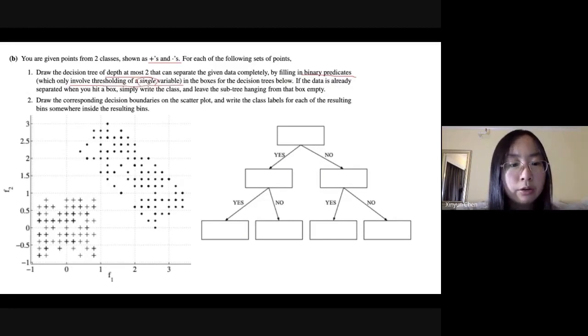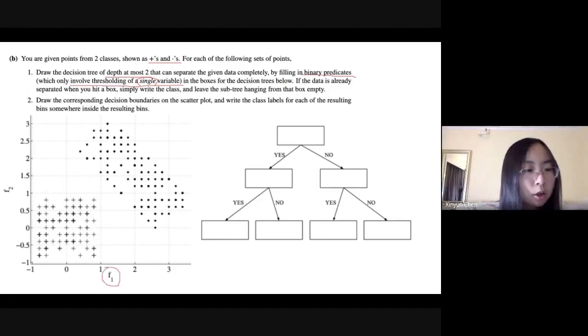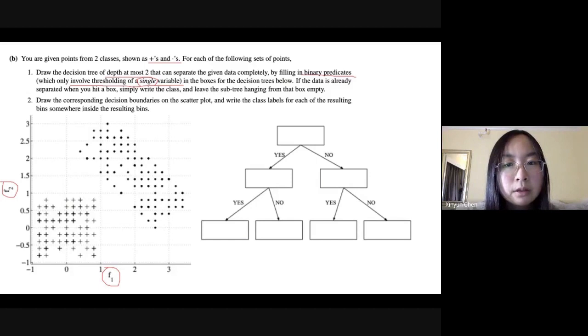And all the predicates need to be binary and only involve the thresholding of a single variable. We can see there are 2 variables here. One is f1 on the x-axis, one is f2 on the y-axis. And also, if the tree is finalized after one split, we don't need to do more redundant splits. And when we complete the decision tree, we will also draw the corresponding decision boundaries on the scatter plot. Okay, so let's take a look at the first question.